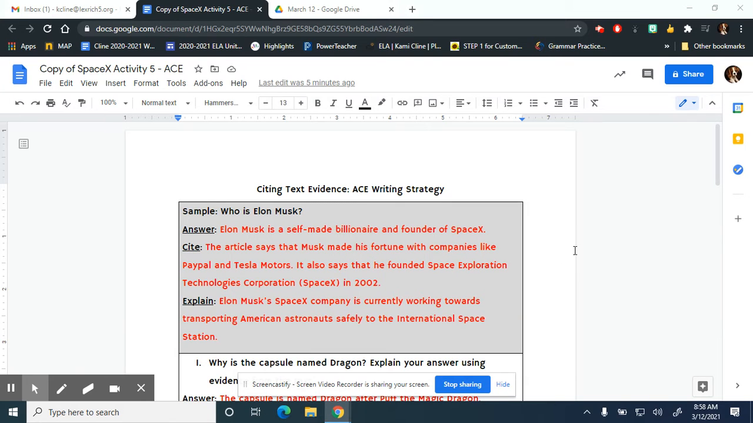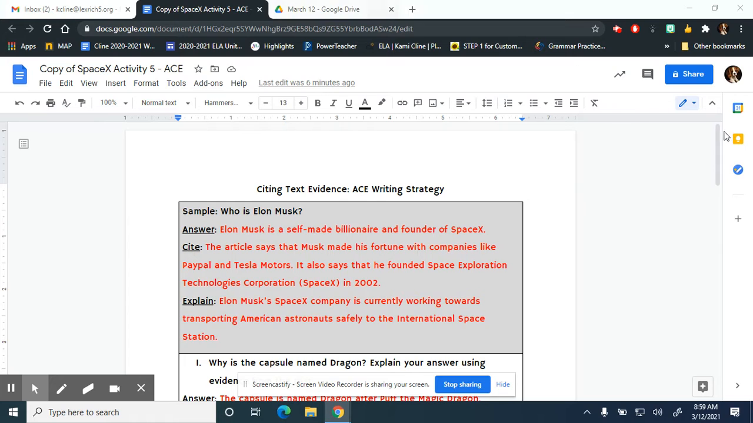Today we're going to do something similar to yesterday with finding evidence. Yesterday I had you guys find text evidence by highlighting. Today you're going to find it, you're going to answer the question, you're going to give evidence from the article, and then in one sentence you're going to explain.